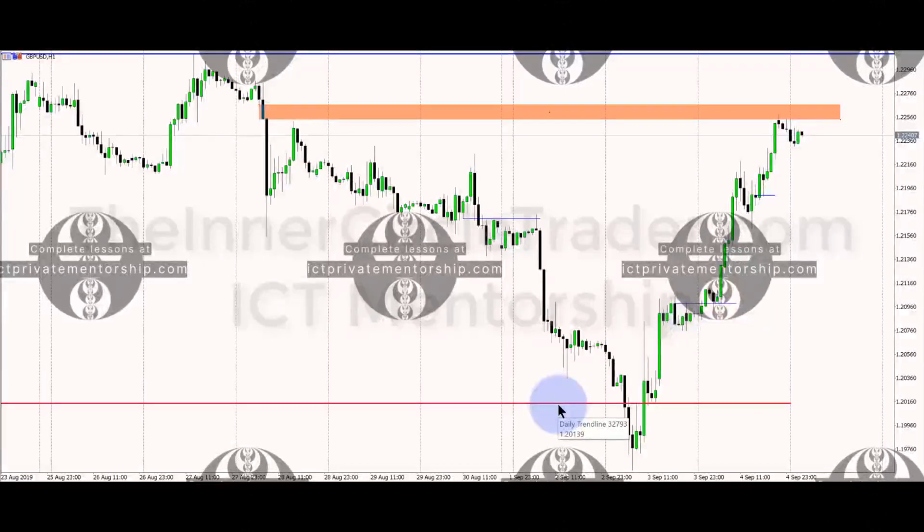That's what we were looking for as the draw on liquidity, and the liquidity below that, because the old daily low, it's not going to be 10, 20, 30. It's going to be a more significant run below that because it's a daily chart.